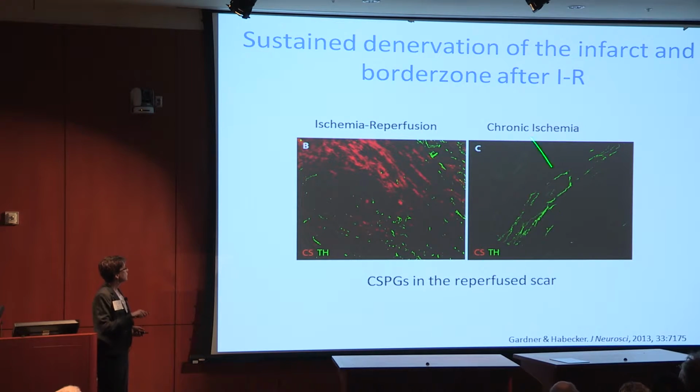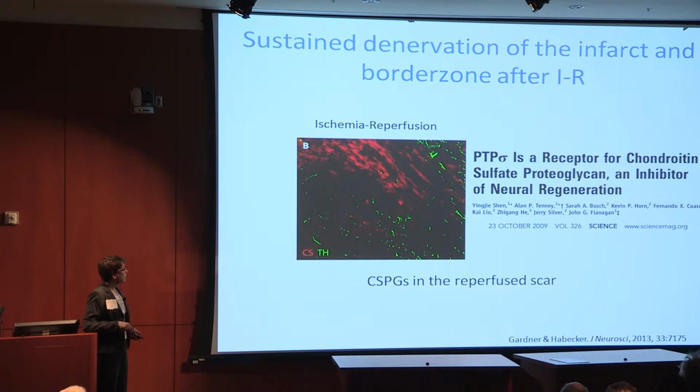So it turns out that a reperfused scar in the heart is covered with these things, and not surprisingly, the TH-labeled sympathetic nerve fibers are excluded from the scar. So several years ago, after 20 years of work, the spinal cord injury people discovered PTP sigma, protein tyrosine phosphatase sigma, as a receptor for these CSPGs.